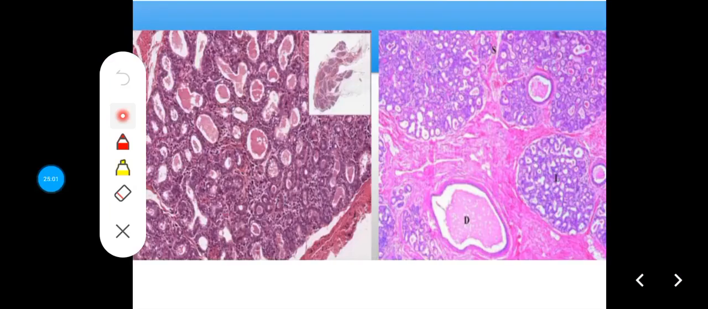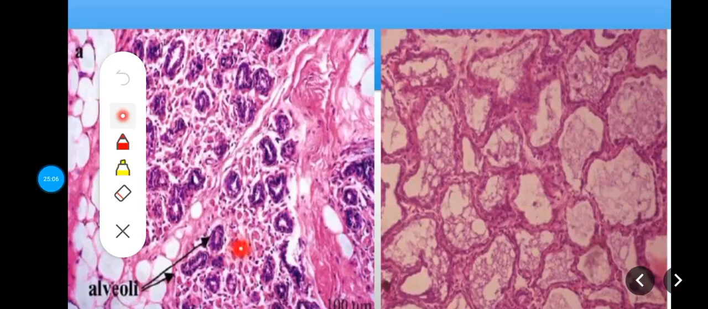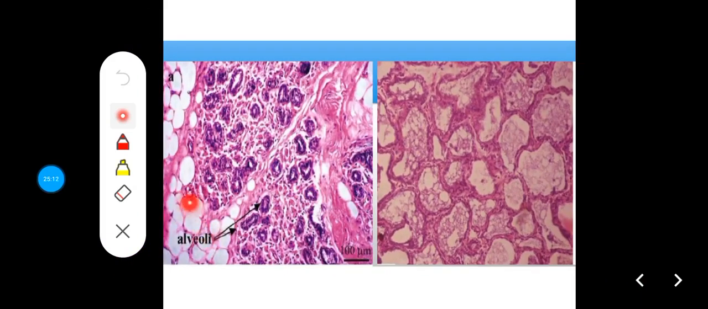So this also, you can see the lobules, numerous lobules, alveoli, and ducts. And then you can see the fibrofatty stroma. Look at this. The fat cells, the adipocytes, they are numerous here. So look at them. They are plenty here. Look at this here. So it's quite easy to identify.